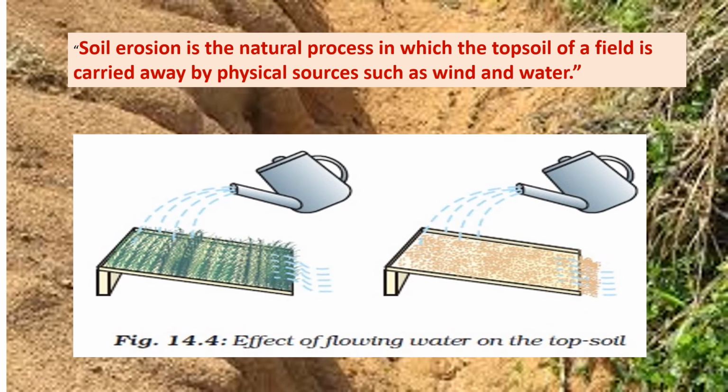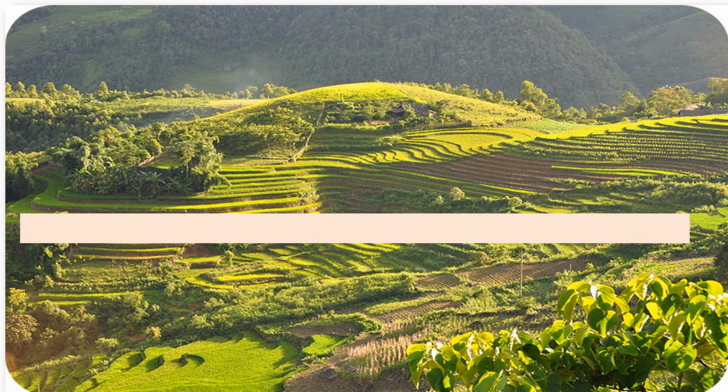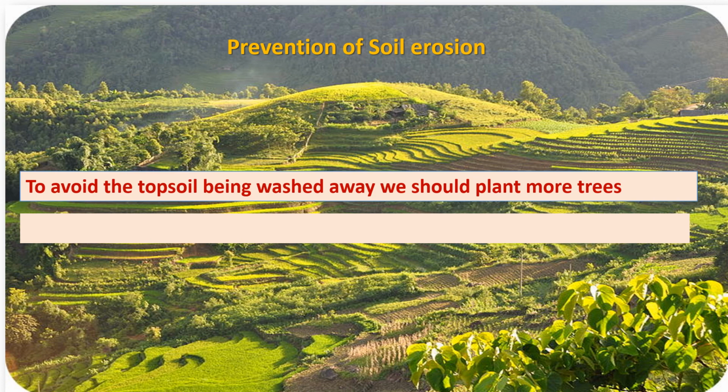Now, how can we prevent soil erosion? There are different ways that we can prevent soil erosion. The first is that we have to avoid the topsoil being washed away. We should plant more trees. Just now we have seen the activity that if plants are there on the soil, the roots of the plants do not allow the soil to wash away. So by growing more trees, we can prevent soil erosion.